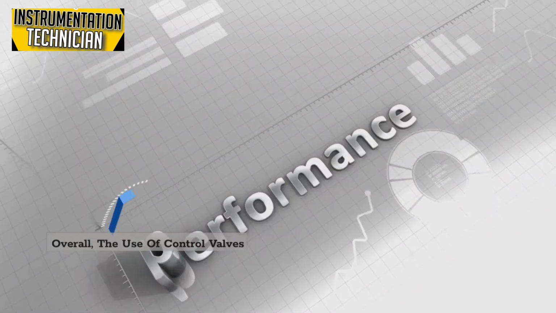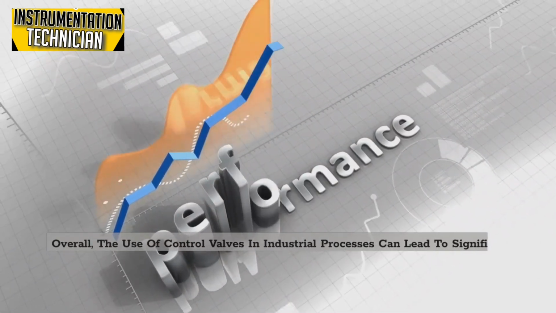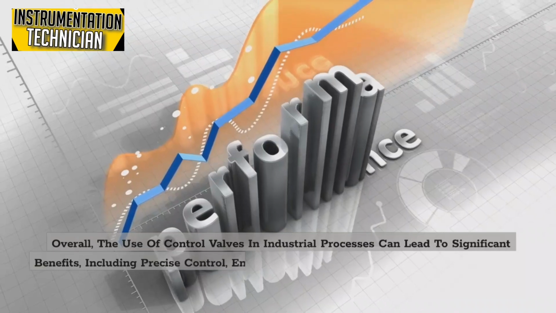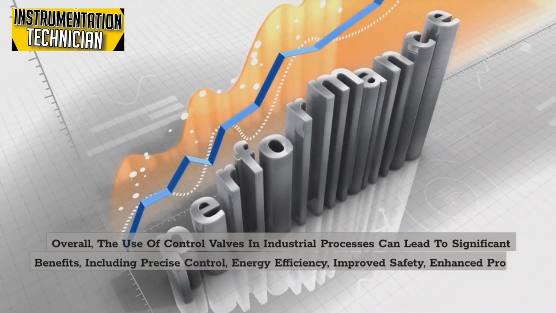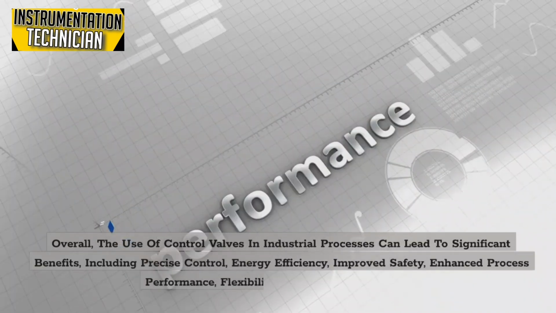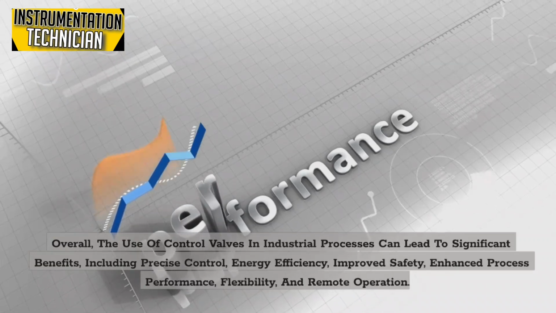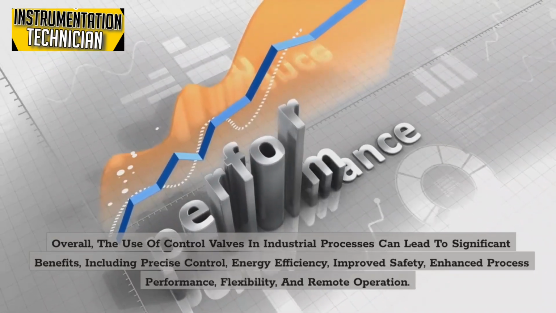Overall, the use of control valves in industrial processes can lead to significant benefits, including precise control, energy efficiency, improved safety, enhanced process performance, flexibility, and remote operation.